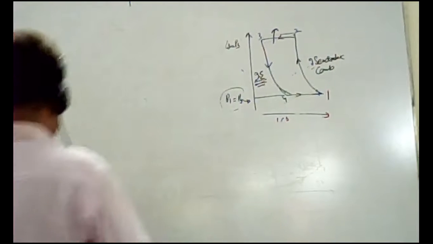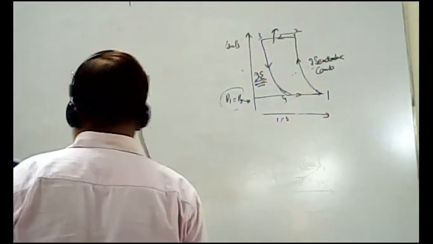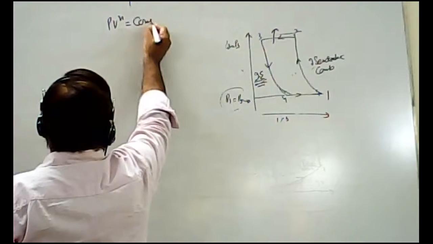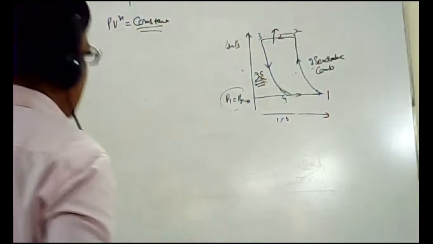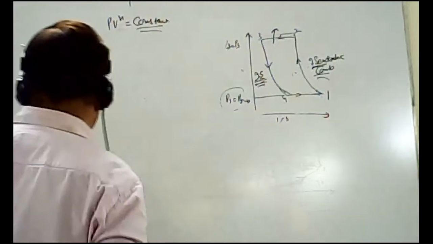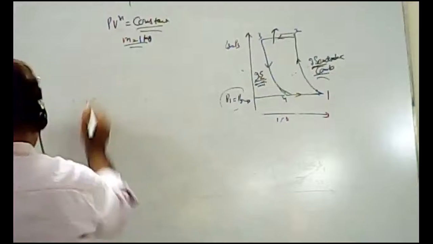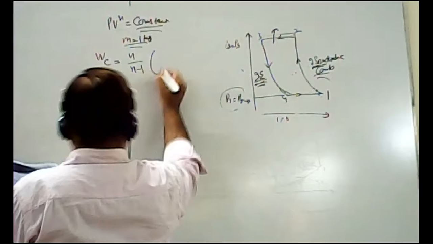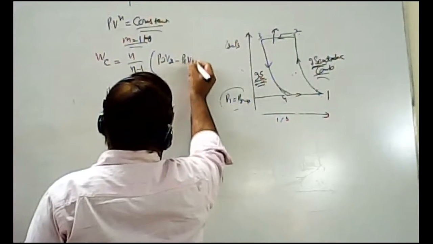Now next. This is the theoretical COP of your Bell-Coleman cycle. Sometimes compression and expansion follow the law PV^n is equal to constant. In that case, the work done by the compressor during process 1 to 2, for a mass of 1 kilogram, will be equal to n divided by n minus 1 into P2 V2 minus P1 V1.